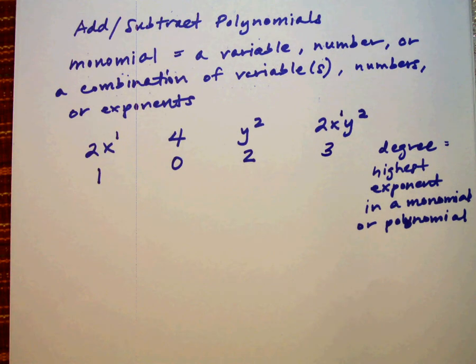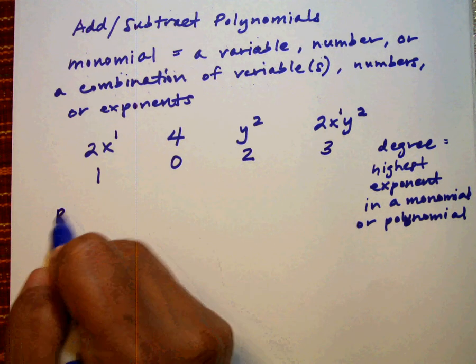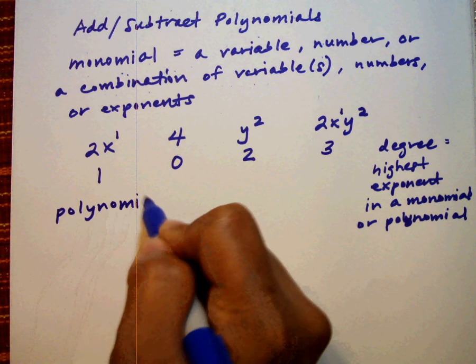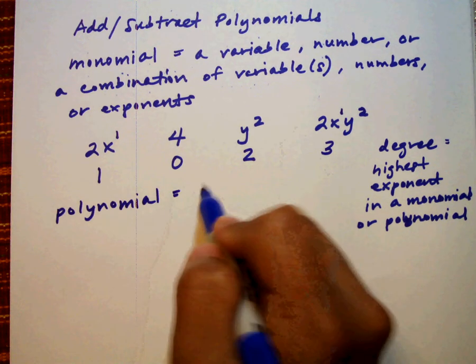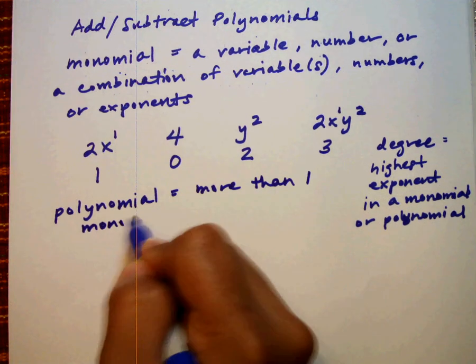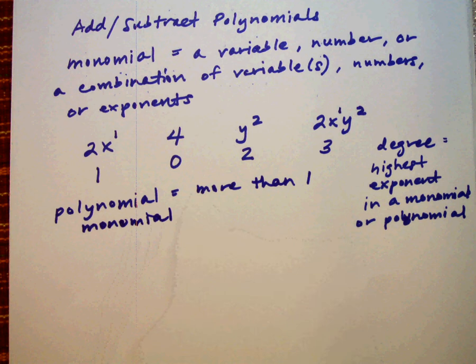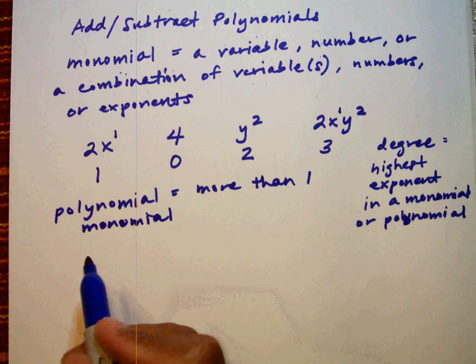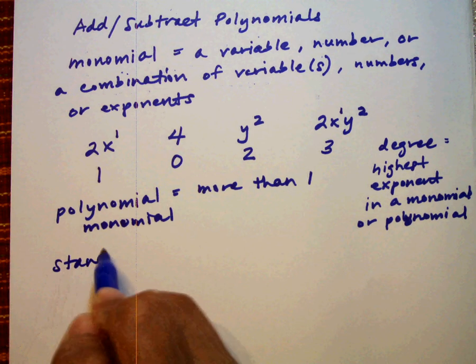Now we are going to also define degrees of polynomials. And a polynomial is more than one monomial. So let me write that down. A polynomial is more than one monomial. So if you have more than one monomial or a combination of monomials, then that is a polynomial. Now, what we're going to also learn from this is that in order to add or subtract, you need to put the polynomial in standard form.